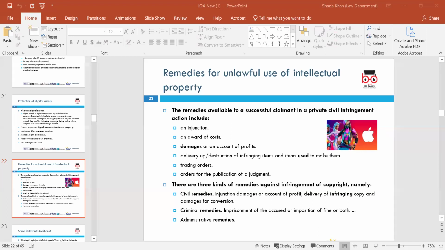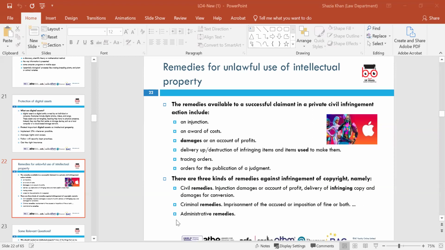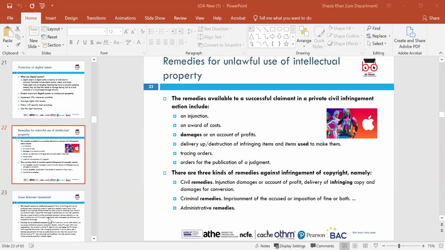And tracing orders: the courts may also make tracing orders, which order the infringing party to provide information on where they acquired the infringing items. This is generally used where the infringing party did not create the infringing items themselves. So there are remedies available for criminal and for administrative remedies as well.